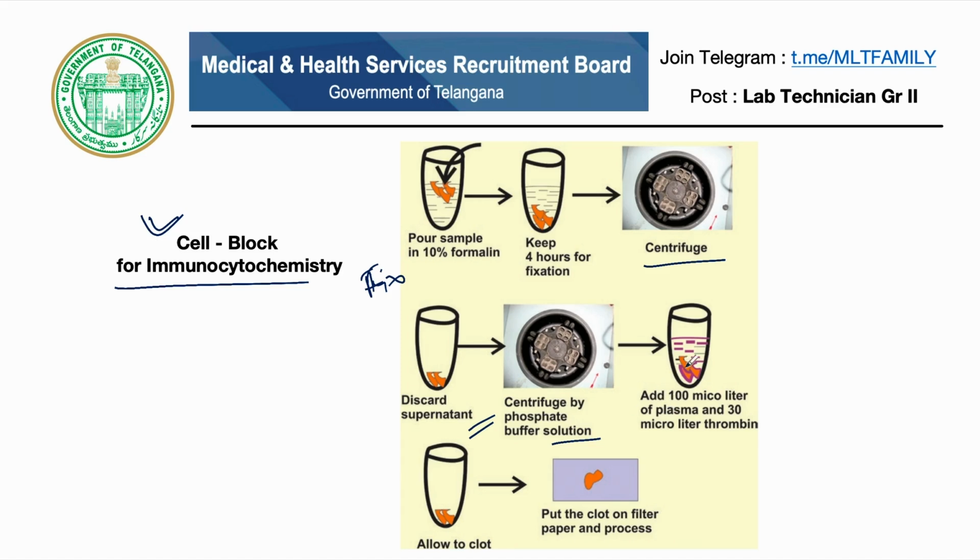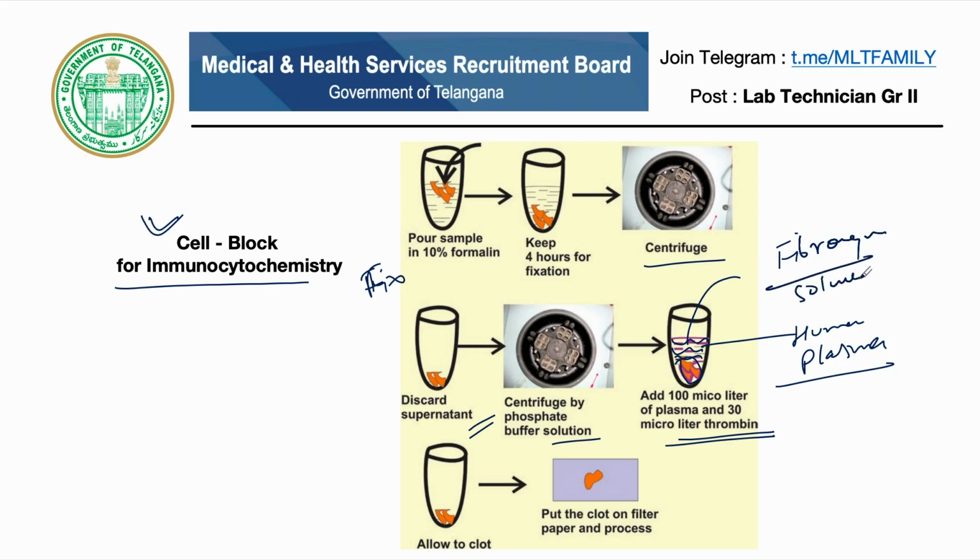Now we add 100 microliters of human plasma, and we add 30 microliters of thrombin to it. What is this? In plasma we have fibrinogen, which is a soluble plasma protein. Thrombin will turn it into a solid, jelly-like clot. We put this clot on filter paper and process further. This is how a cell block is prepared.